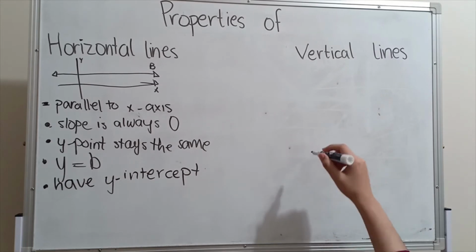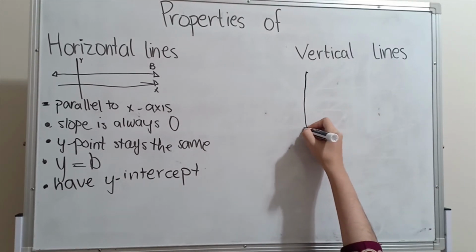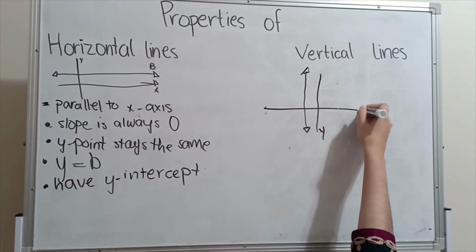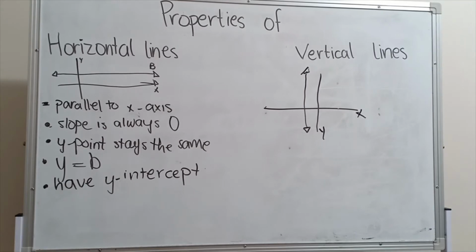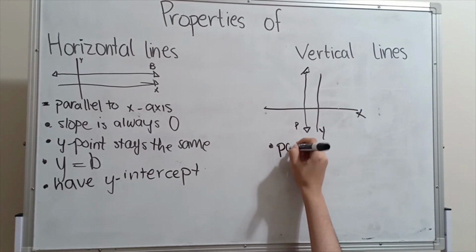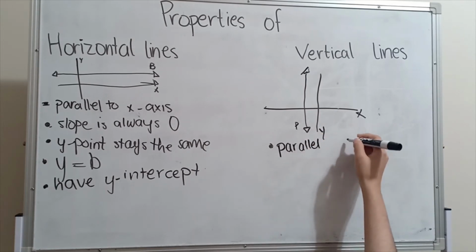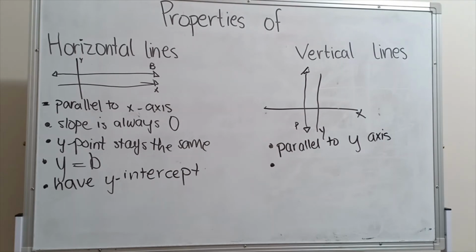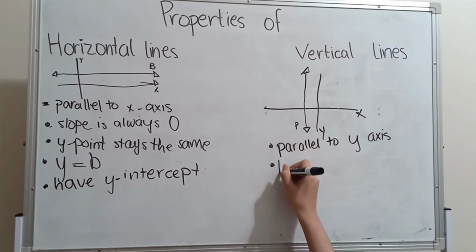Vertical lines go from up to down. This is going to be the y-axis, this is going to be the x-axis. We can see already that vertical lines, we're going to name this P, are parallel to the y-axis. Since they go up to down and are parallel to the y-axis, they will never intersect the y-axis, so they will never have a y-intercept. Instead, they will have an x-intercept.